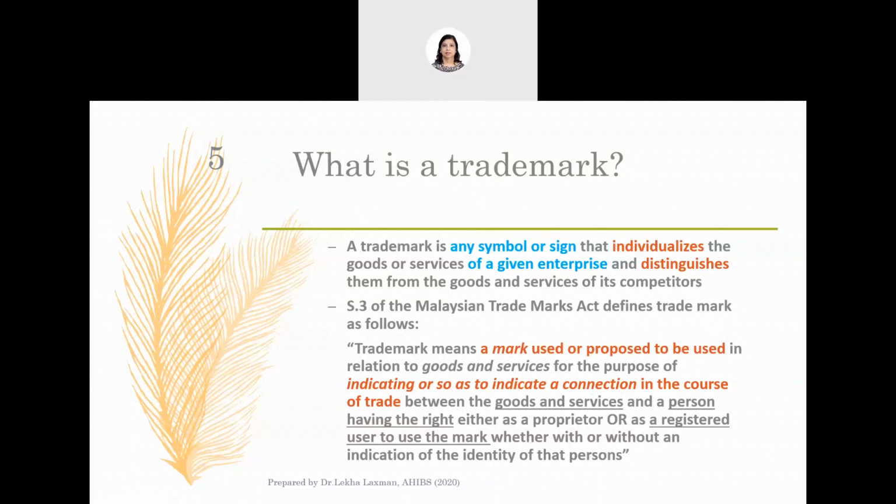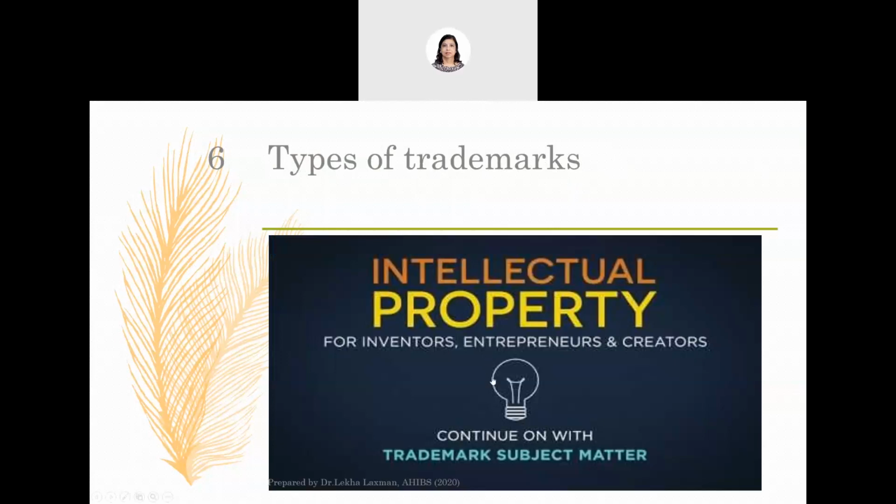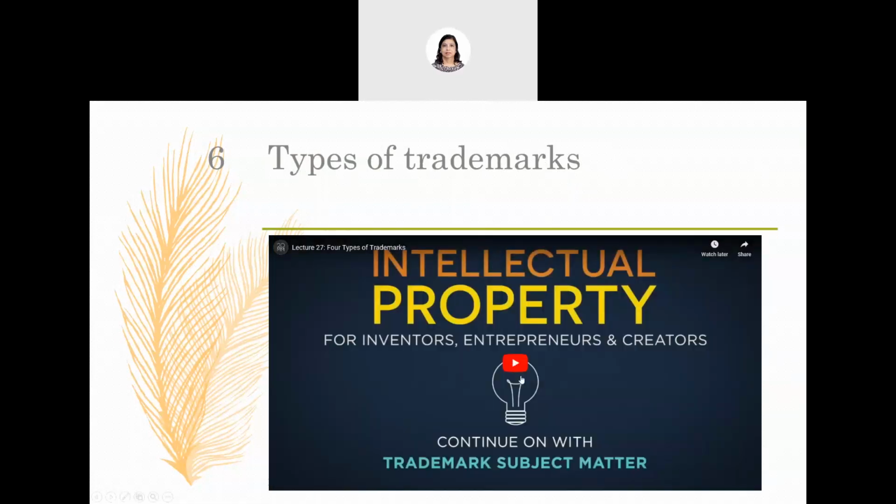So that means that particular trademark must be related to the owner of that business, or someone who has the right to use that mark. And the person who has the right to use that mark would be the official registered user. Okay, now I'll play you another video, and this would again give you an idea on the topic of trademark subject matter.